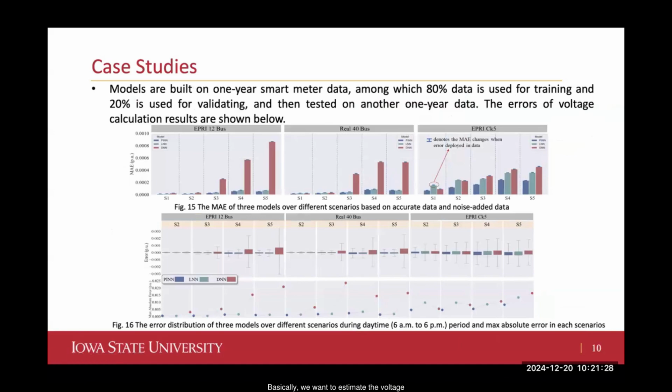Basically, we want to estimate the voltage under different solar injections. Okay, so this shows you the voltage estimation errors with different test cases: the 12-bus and 40-bus I showed you, and there's April Circle 5. This is thousands of buses.